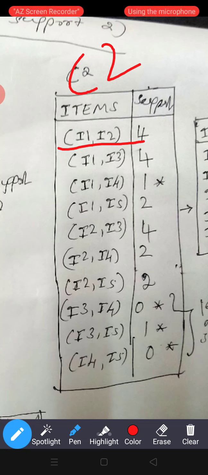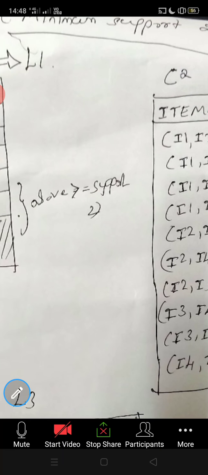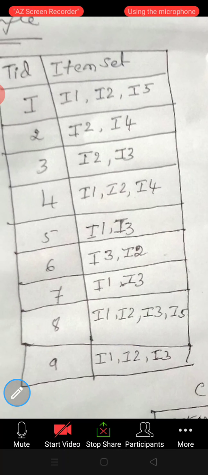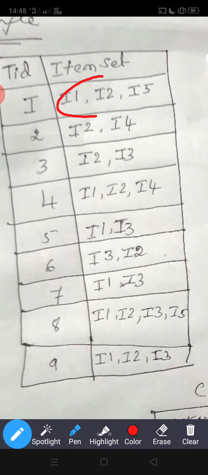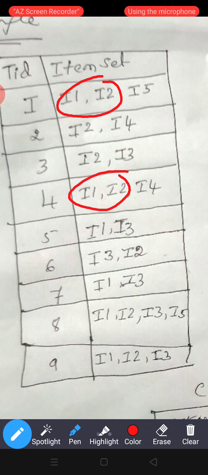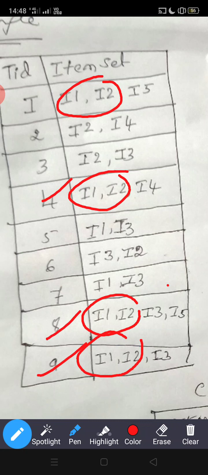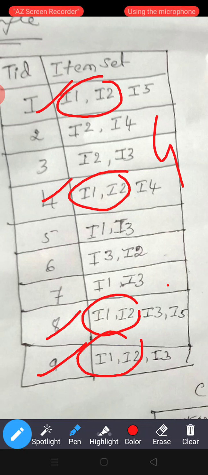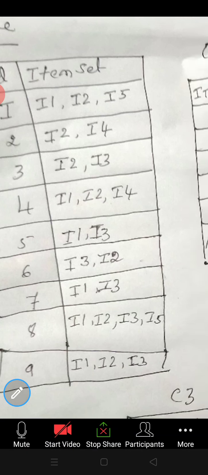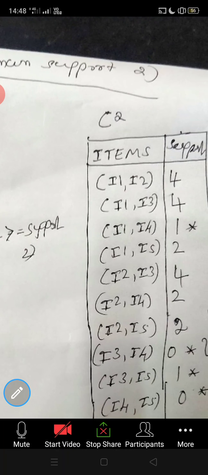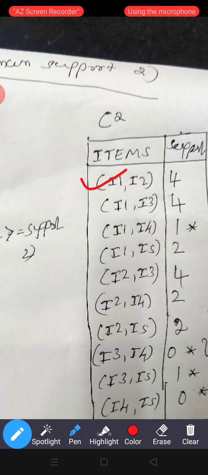Then I1, I2: in the given transactions, how many times is I1, I2 there? Go to the given transactions question. I1, I2 together should be there: 1, 2, then I1, I3 no, I3, I2 no, I1, I2 3, I1, I2 yes. So 1, 2, 3, 4 times I1, I2 is there. So I'll write I1, I2 as 4 times.